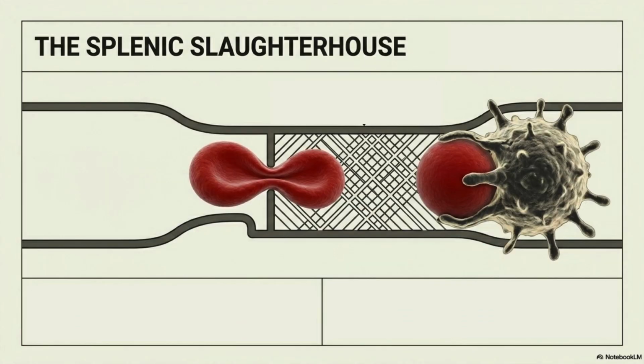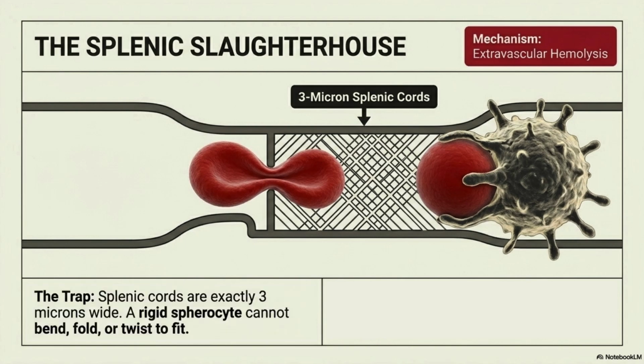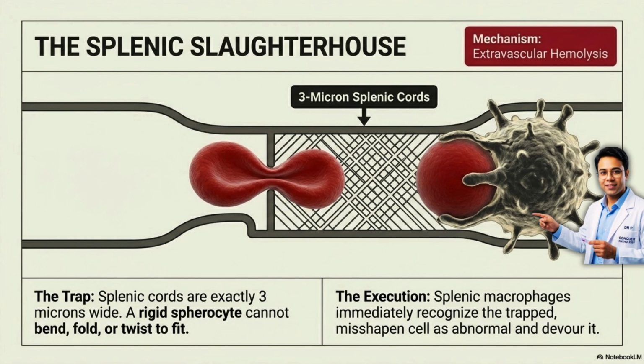Next, these cells enter the splenic slaughterhouse. We are talking about the 3 micron splenic cords. The mechanism at play is extravascular hemolysis. The trap is that splenic cords are exactly 3 microns wide. A rigid spherocyte cannot bend, fold, or twist to fit through them. Then comes the execution. Splenic macrophages immediately recognize the trapped, misshapen cell as abnormal and devour it.